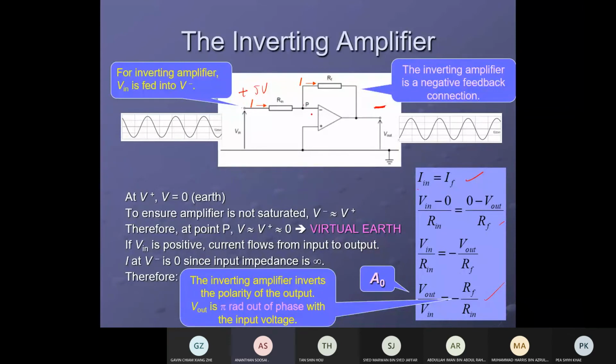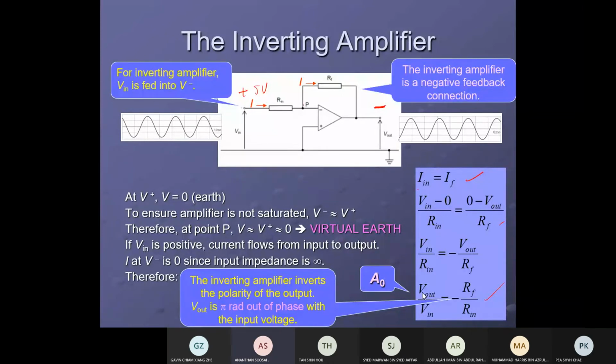So now in the electronic world we are able to control the gain. If you want a lower gain, just change the resistance. The RF and R in determine the gain of this amplifier. Okay, so this is the inverting amplifier. Please, you should know the flow of deriving this formula.